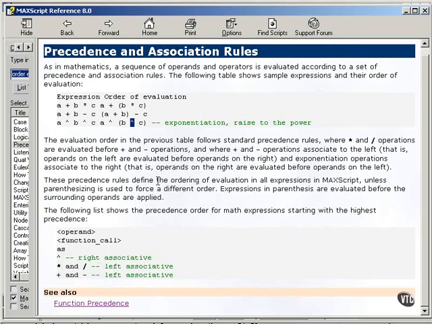The rules of association are with multiplication, division, addition, subtraction, you go from left to right. With exponentiation, you go from right to left. So let's take a look at that.